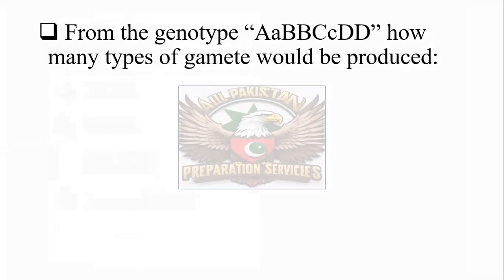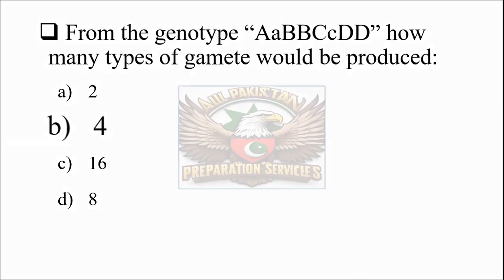Next question is, from the genotype capital A, small a, capital B, capital C, small c, capital D, capital D, how many types of gametes would be produced? 2, 4, 16, or 8? The correct one is 8. In a given genotypic situation, 8 types of gametes are produced.